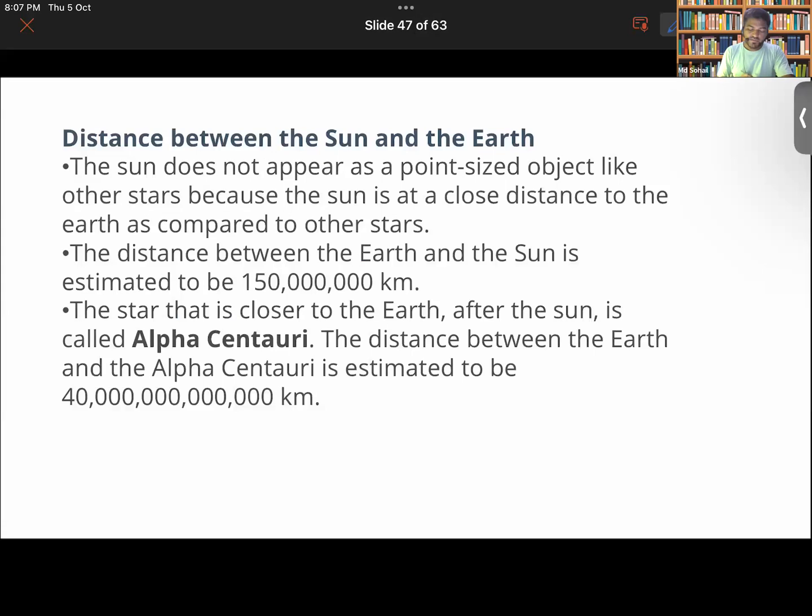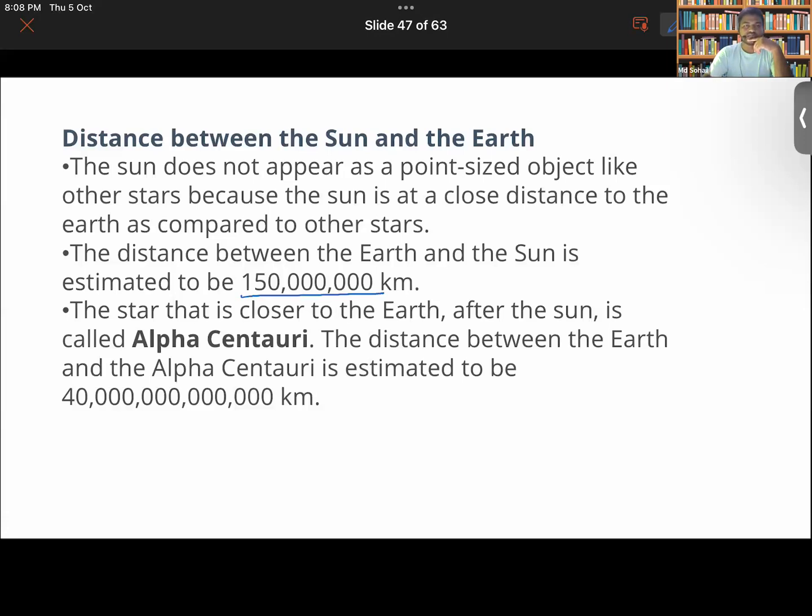So the sun does not appear as a point-sized object like other stars. Why? Because the sun is at a close distance to us, closer as compared to other stars. The distance between the Earth and Sun is estimated to be how much? Is it 15 crore kilometers, I guess? It's written over here. Now, it's approximately this much distance between the Earth and the Sun.